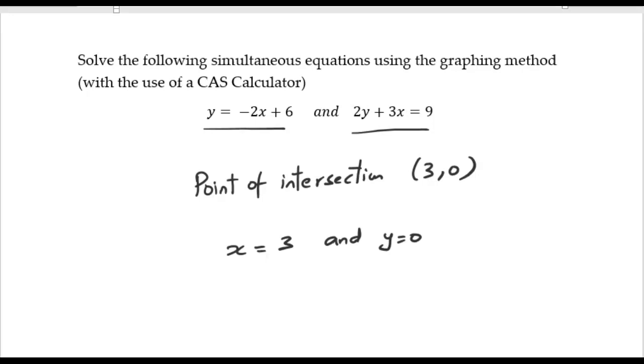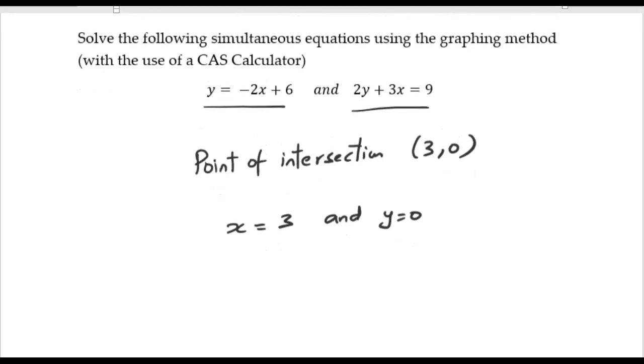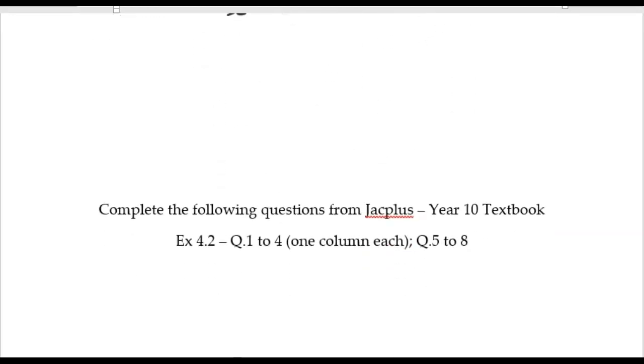All right. So that leaves us with the questions that we need to complete. The questions that need to be completed are in the Check Plus Year 10 textbook. I'm going to attach the PDF of that chapter along with my email today. I want you to go into exercise 4.2, complete questions 1 to 4, in which I want you to just do one column each, and then questions 5 to 8 completely.